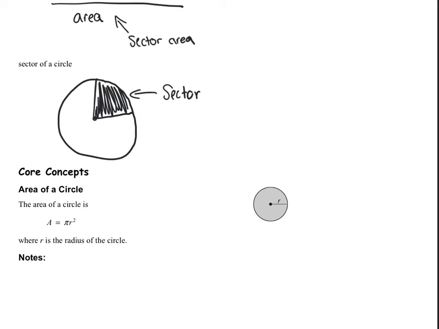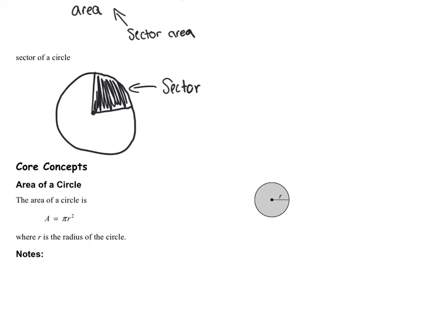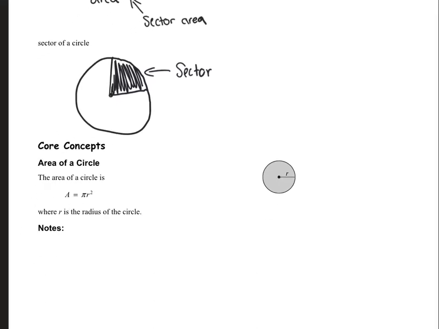How would you get the sector area formula? First, you would need to know how to find the area of a circle. This is something that you should already know, which would be pi r squared. So if r was equal to 5, area would equal 25 pi, because pi r squared, 5 squared is 25, 25 pi.